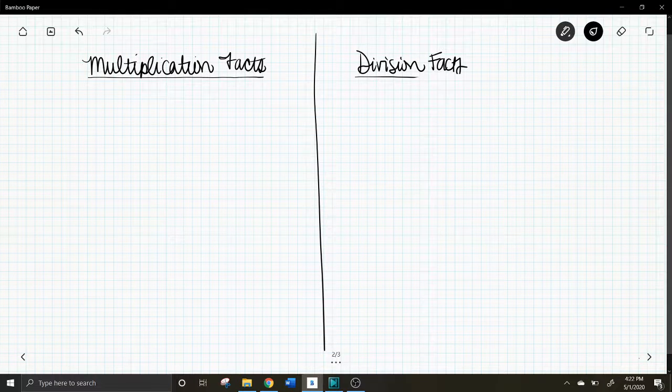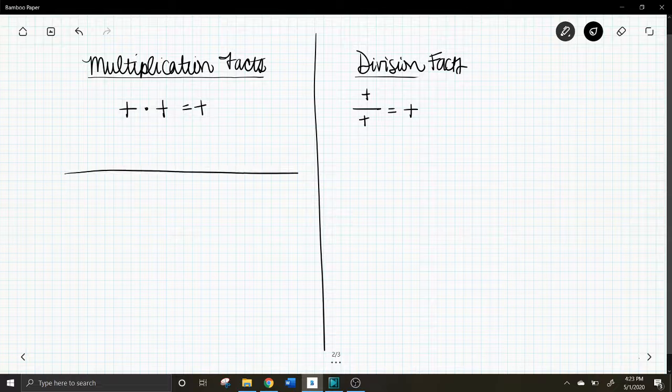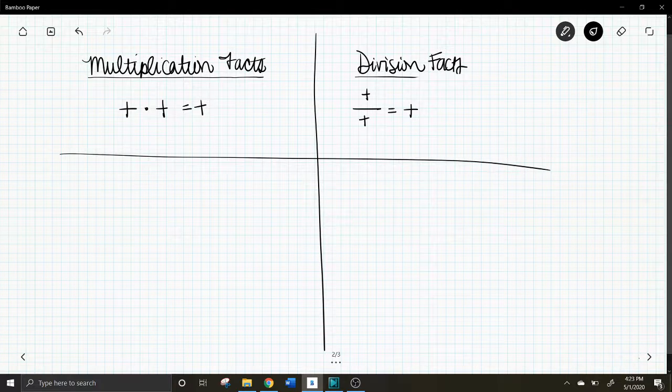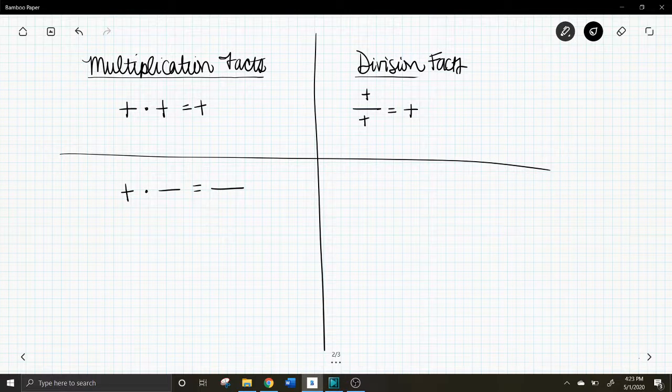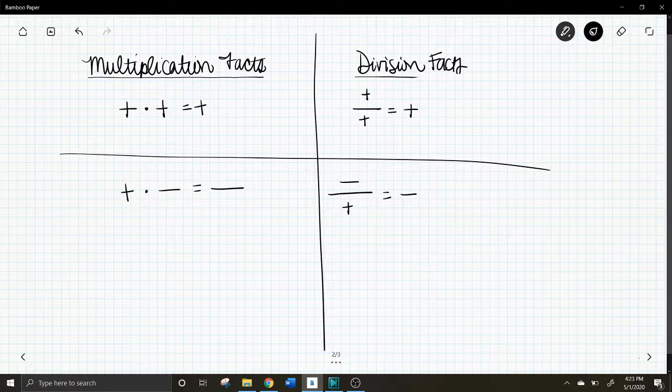First of all, positive times positive equals positive. Positive divided by positive equals positive. Okay? That's our first fact. Our second fact, positive times a negative equals a negative. Now, the part that might become confusing is in this second set of division. So a negative divided by a positive is a negative, but a negative divided by a negative is positive.